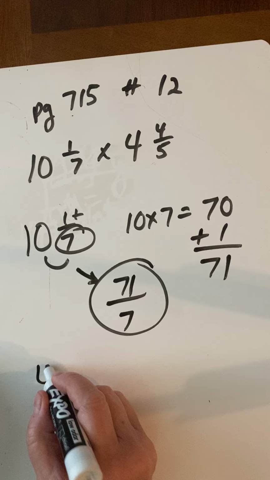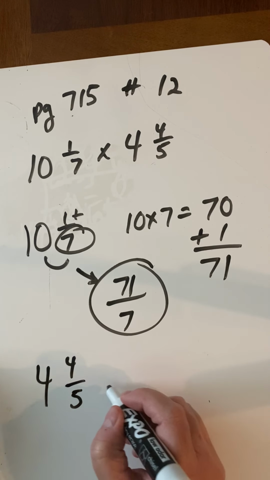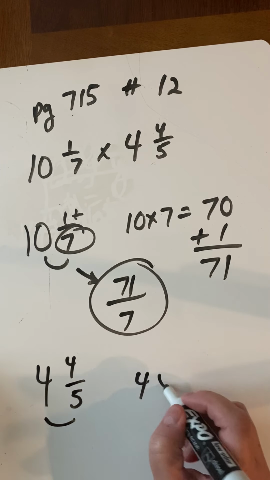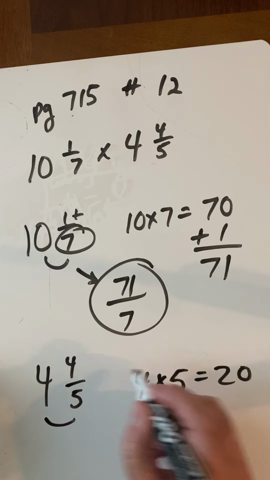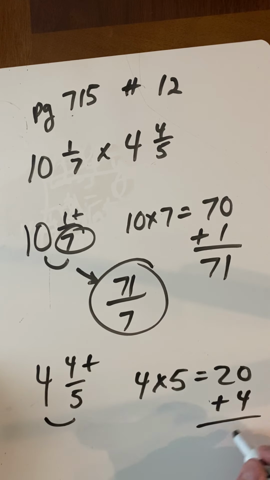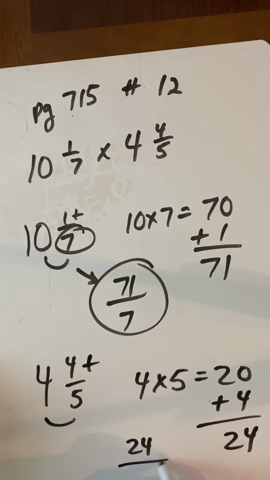We're going to do the same thing with 4 4/5. So 4 4/5, we're going to multiply the 4 times the 5, which gives us 20. We're going to add to it the numerator, which gives us 24. And we're going to keep the same denominator, 24/5.